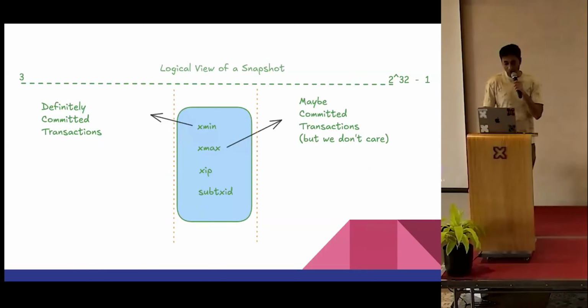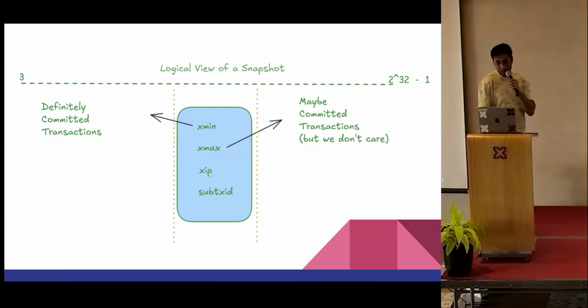Okay. So logically, this is what a snapshot looks like. The dotted line over here is my transaction timeline. All the transactions in Postgres start from 3. 3 is the first valid transaction ID which could be assigned, and it goes all the way to 2 raised to 32 minus 1, because the type of transaction ID is an unsigned integer.